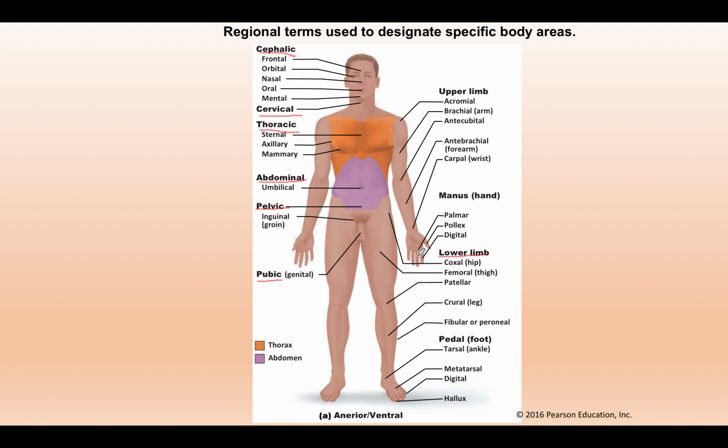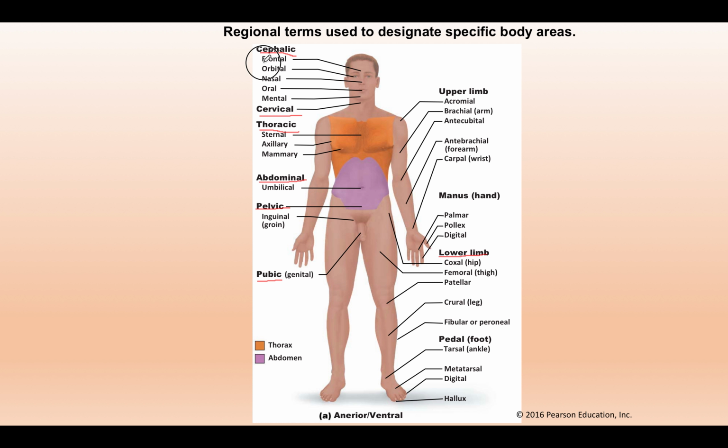Again, you can see there are certain words underneath it that describe it. Some of them are self-explanatory, such as frontal. Frontal means in front. Orbital means around, right? Orbit, circular. Nasal implies nose. Oral implies mouth. Mental implies chin.